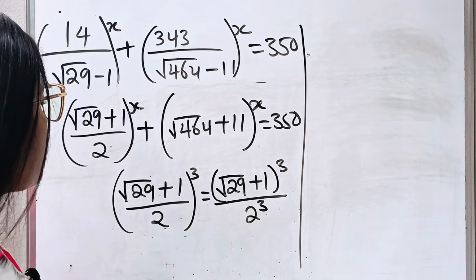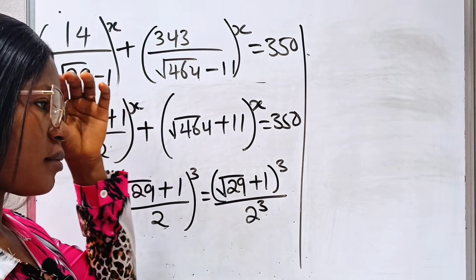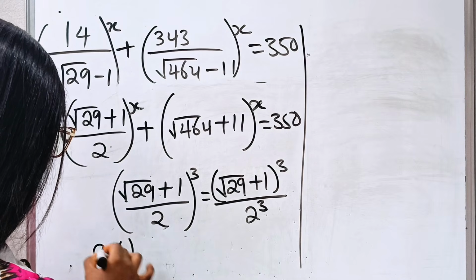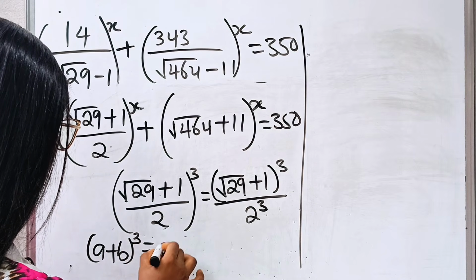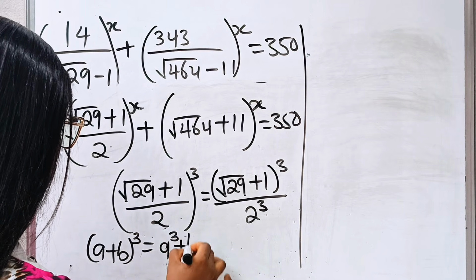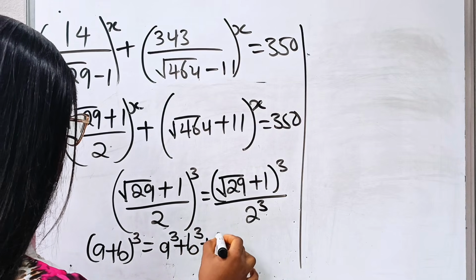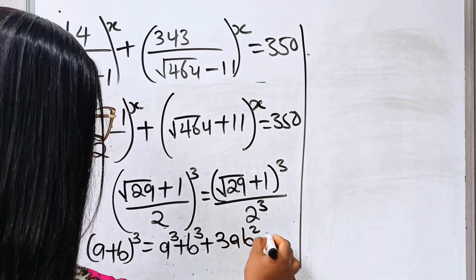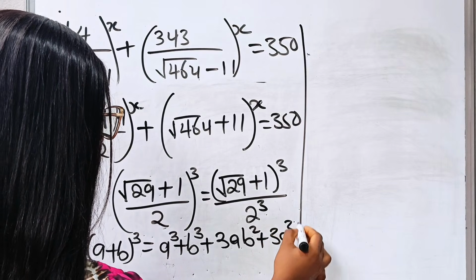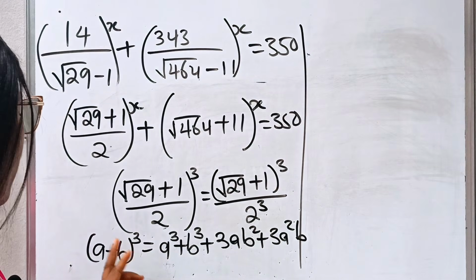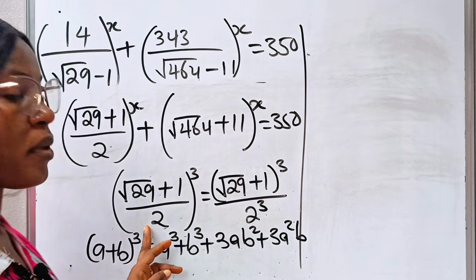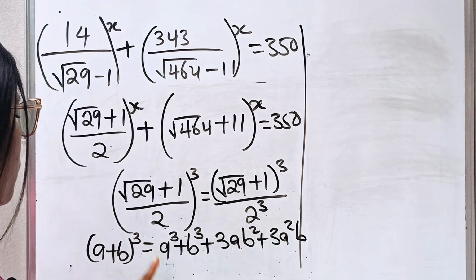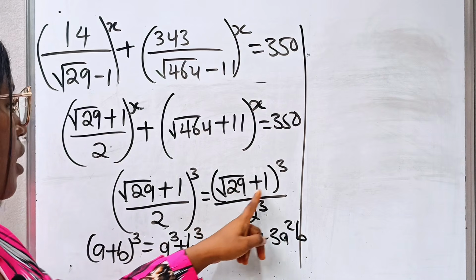So moving forward, remember that a plus b to the power of 3 is equal to a to the power of 3 plus b to the power of 3 plus 3ab squared plus 3a squared b. All right, so that is a plus b to the power of 3. So in this case, our a is what? Root 29, and our b is 1.